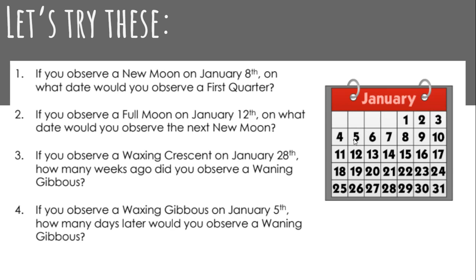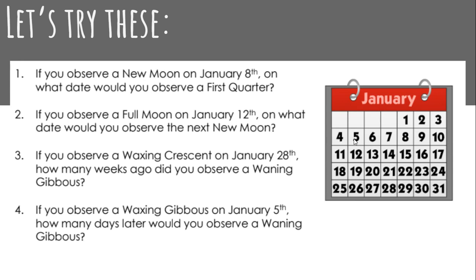And then finally, if you observe a waxing gibbous moon on January the 5th, how many days later would you observe a waning gibbous? So if you look at where a waxing gibbous is on the diagram, it's just before a full moon. Waning gibbous is just after a full moon. Since the full moon is the phase in between, we know that the difference between every other phase is 7 days. Go back to what I said before.